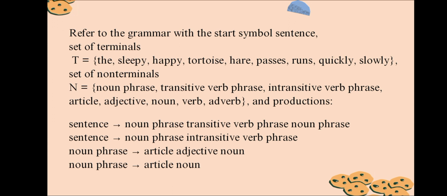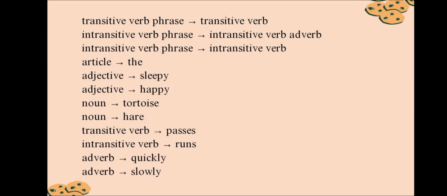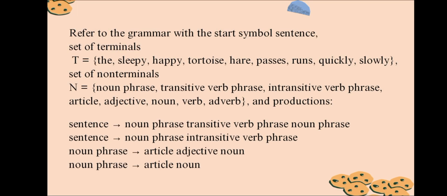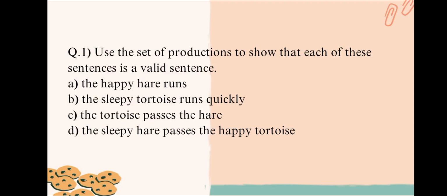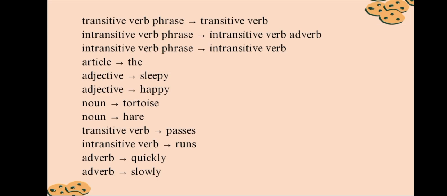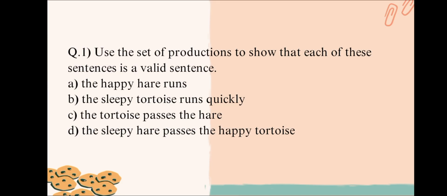Sentence can be expressed as noun phrase, transitive verb phrase, noun phrase, and sentence can also be said as noun phrase and intransitive verb phrase. Noun phrase is article, adjective, noun, and noun phrase is also article, noun. These are also the rules we have seen in the previous slides. Now we move forward to the question we have to solve with the help of these production rules.